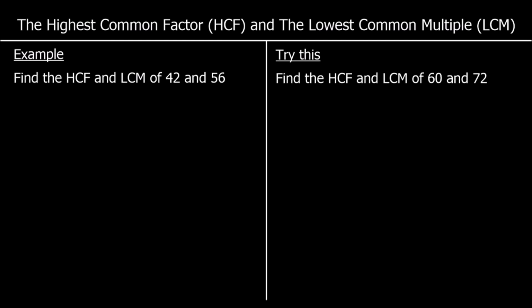This question says find the HCF, which means the highest common factor, and the LCM, the lowest common multiple of 42 and 56. To do this, we're not going to write down all the factors of both of them and all the multiples of both of them. We're going to break them down into their prime factors first to make the working out a bit easier. So I'm going to break both of these numbers down into their prime factors.